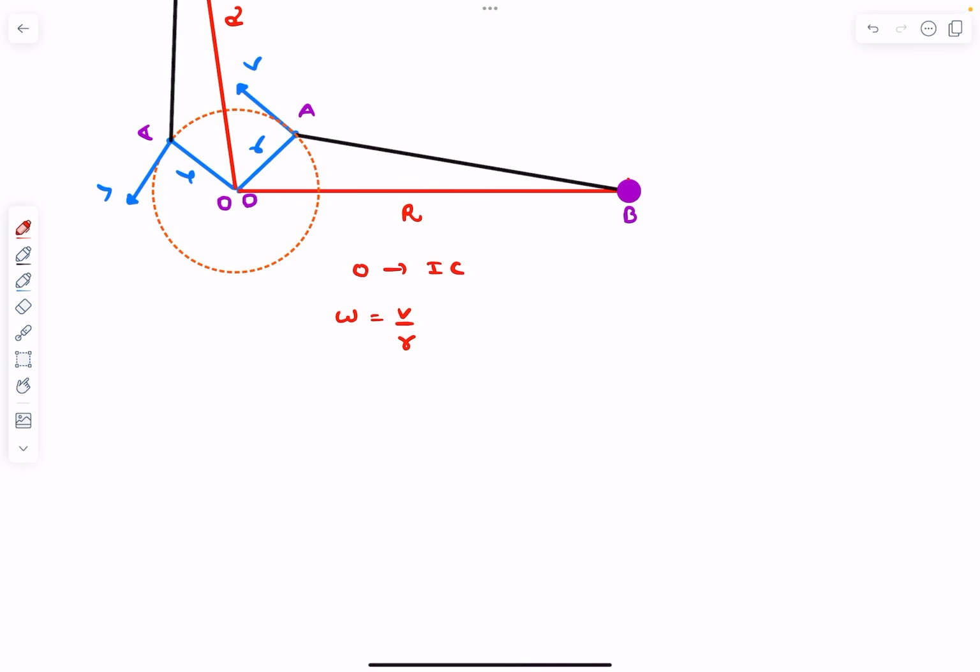Or what we can do is take the velocity of this ball as a variable u. Obviously it will be perpendicular to the radius because B is moving along a circle. So I can also write the omega.